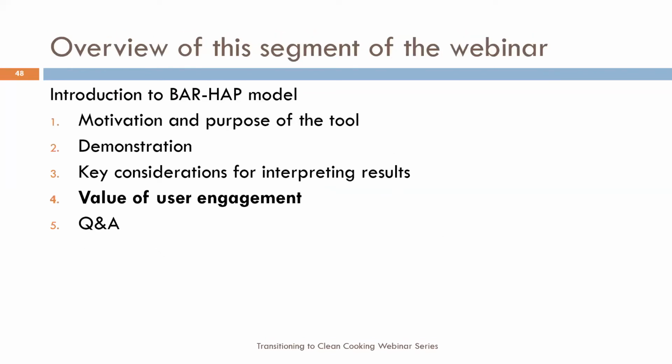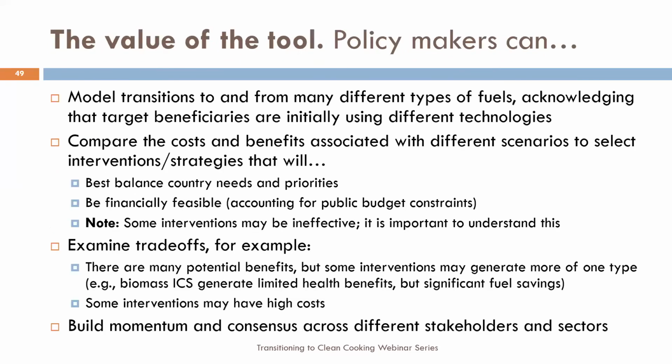Okay, so now for a few closing thoughts on the tool and user engagement. Next slide. To reiterate, with Bar Hap, policymakers can explore questions related to which technologies to support with which policies, given the situation in their country. They can do so by comparing monetized costs and benefits, as well as non-monetized outcomes. And they can consider user and public financing perspectives.